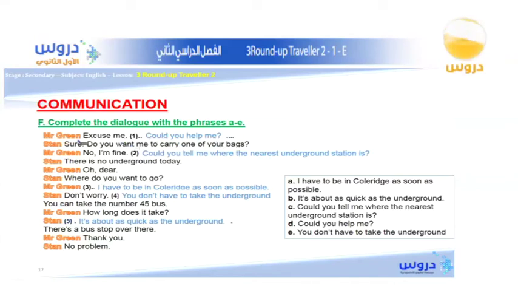Excuse me, can you help me? Sure. This is number one. Number two, could you tell me where the nearest underground station is? There is no underground today. Number three, I have to be collected as soon as possible. Number four, you don't have to take the underground. Number five, it's about as quick as the underground.